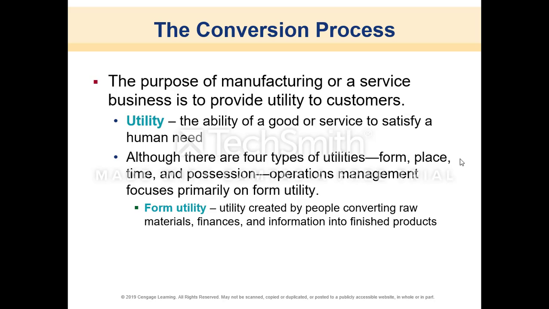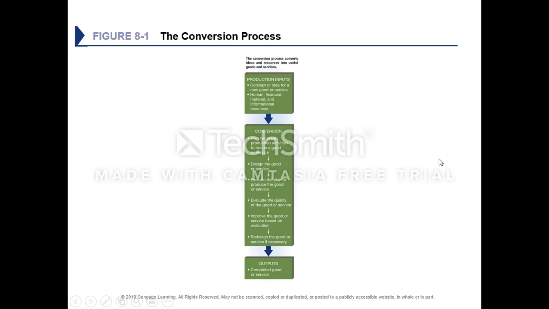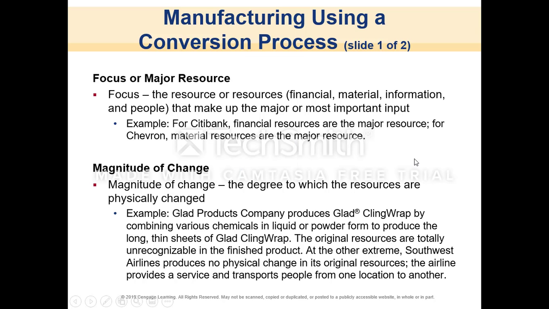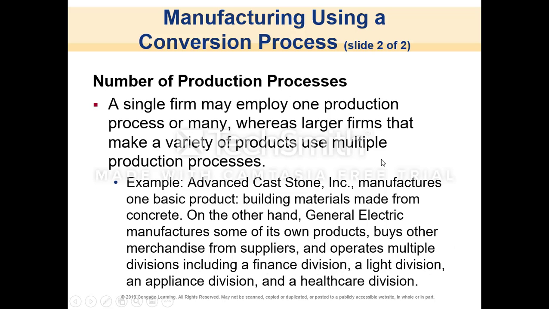Operations management focuses on form utility. The other types of utility are time, place, and possession. Here's a visual showing the conversion process, taking production inputs, converting them to outputs. The conversion of resources into products and services can be described in several ways: focus, magnitude of change, and number of production changes.